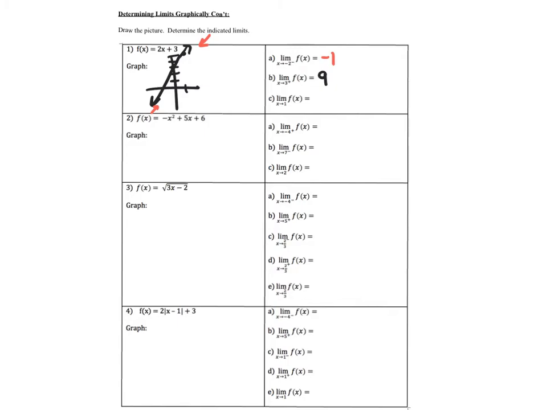And then the limit as x approaches 1, we can see we need to check from the left and from the right, but in both cases we're approaching the y value of 5.